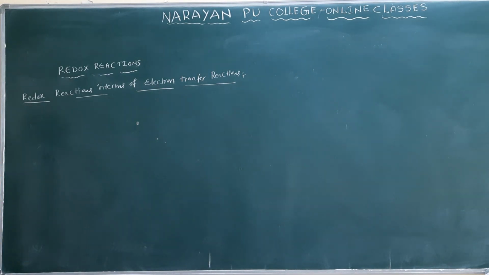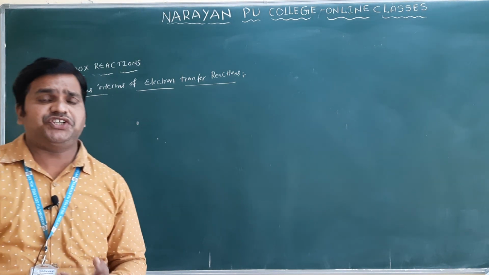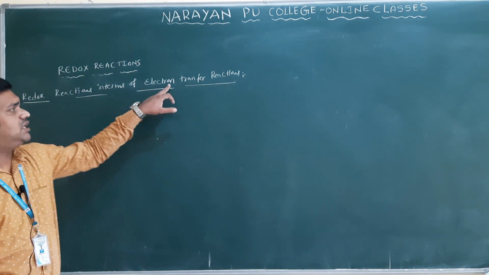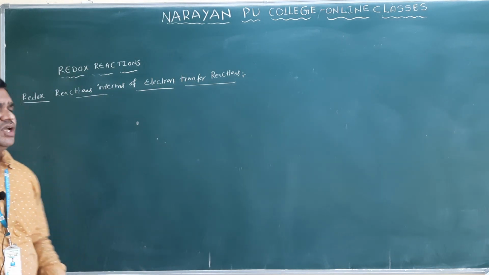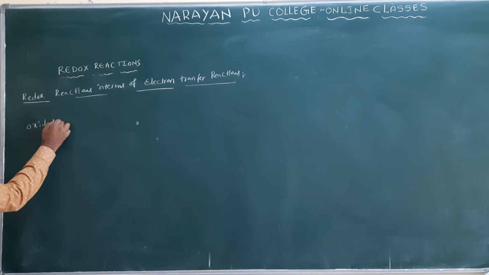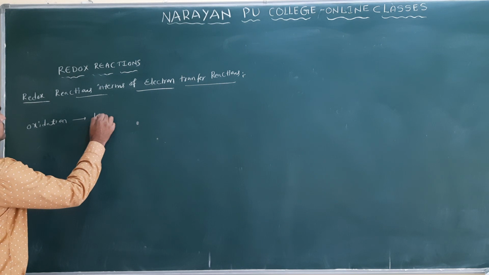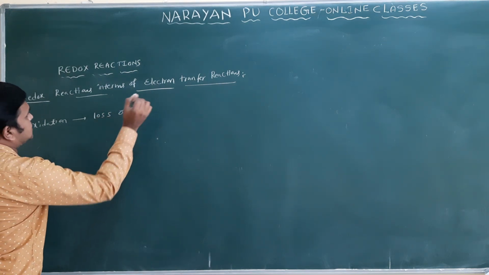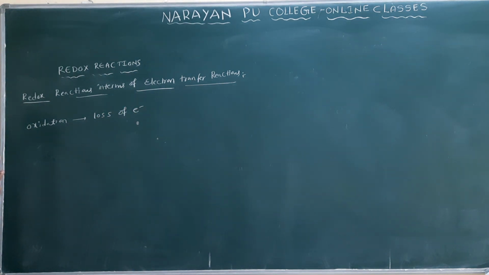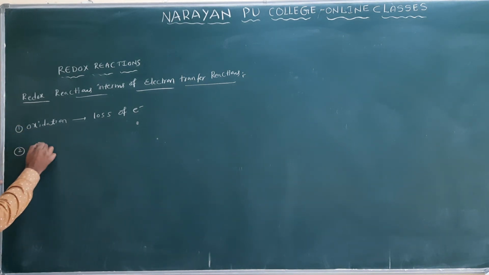Next we can see the next concept: redox reactions in terms of electron transfer. What we have discussed up to now are many definitions, but here we are discussing electron transfers only. If we consider electrons, how can we define oxidation and reduction? Oxidation means loss of electrons only. Loss of electrons, e minus, is called oxidation only. And one more we have, reduction.